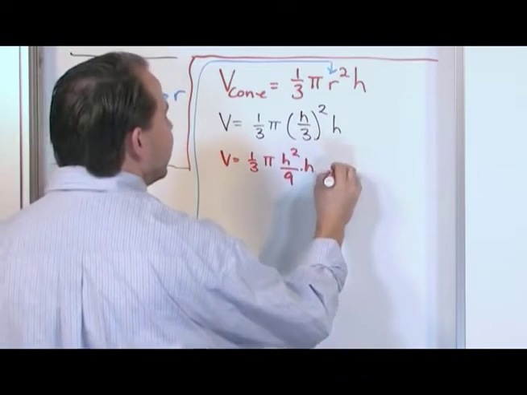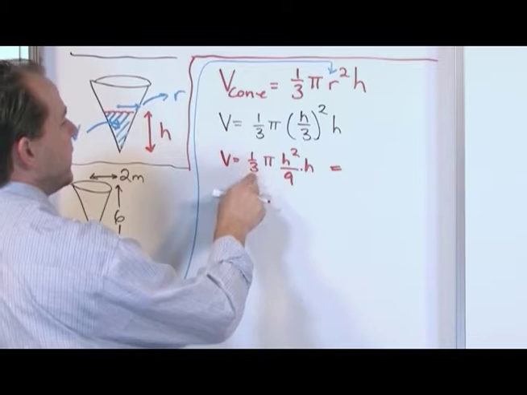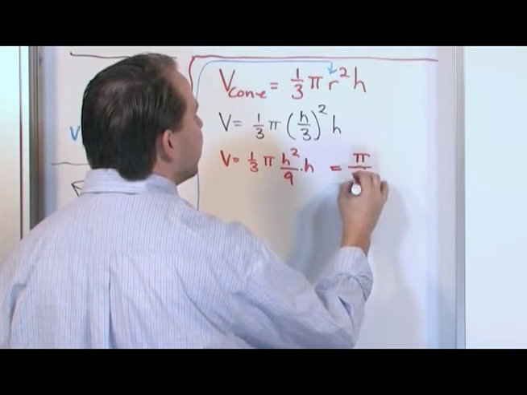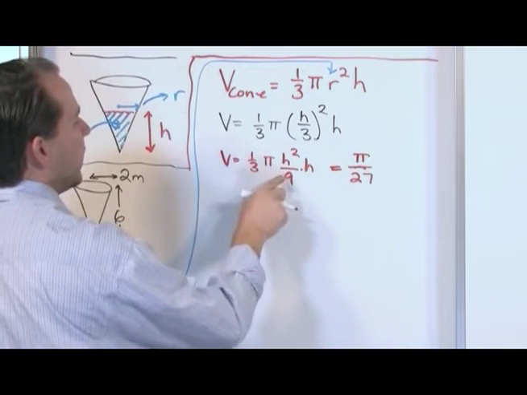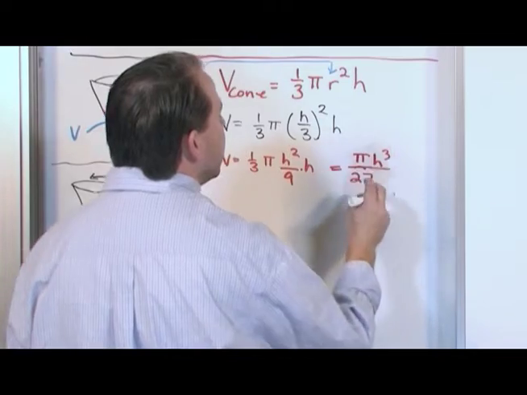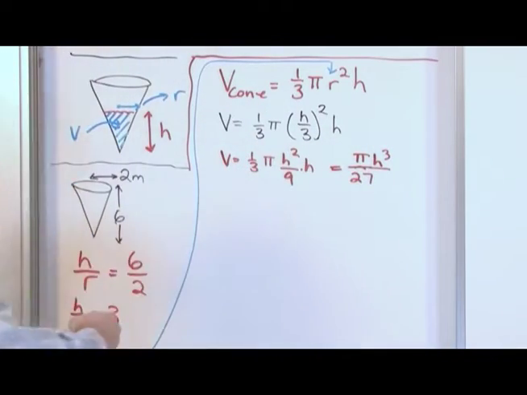And so when you continue simplifying this, 9 times 3 is 27, so what you'll have is pi over 27, and you'll have h cubed. So this is really what the volume is equal to. So this is what I really have.